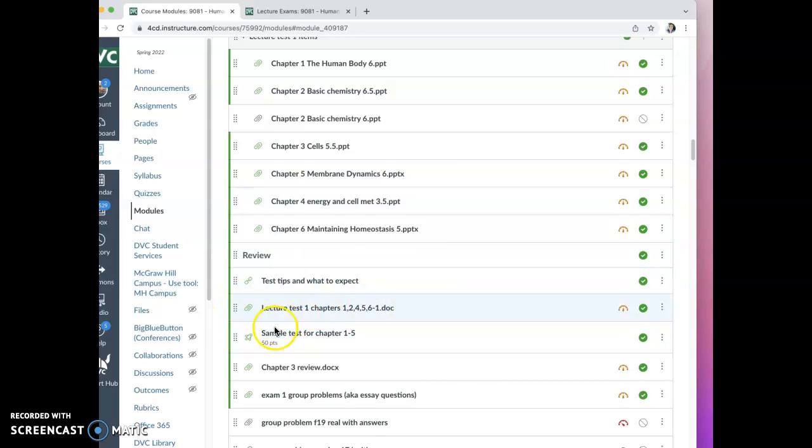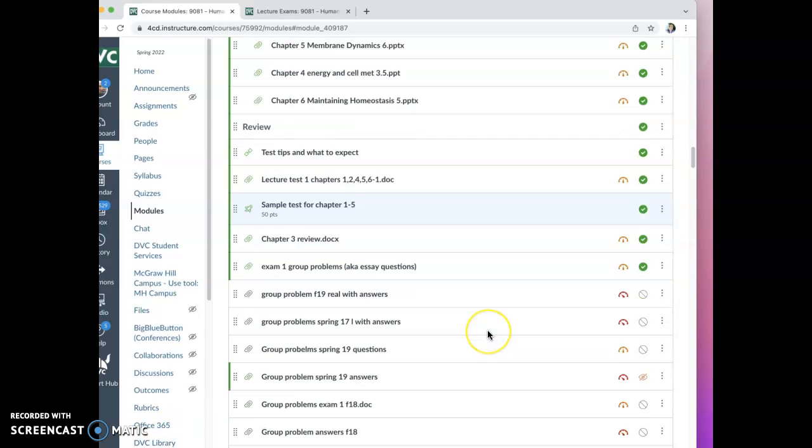And unlike anatomy and physiology, it's more concepts. So it really helps if you understand each page of the PowerPoint. Now, there's going to be 5 essay questions. And what we do is we go over them in the lab before your lecture exam. So here's group 1, exam 1 group problems. We'll do these problems the class before you have your exam 1.